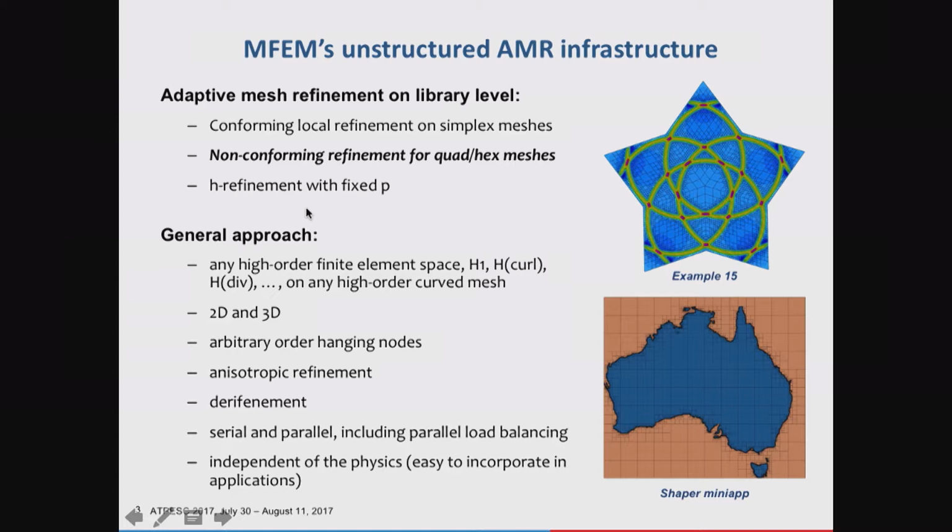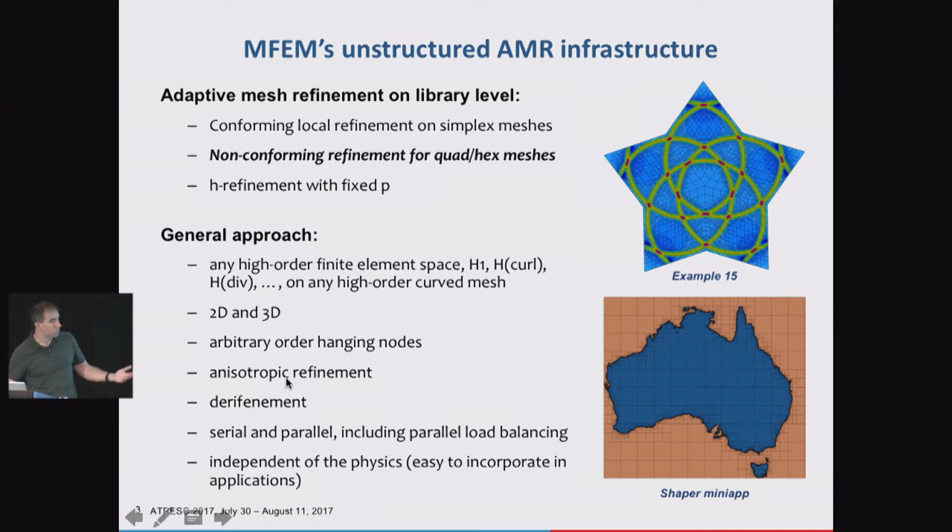Okay, for the purposes of this talk, the methods we have in MFEM are h-refinement with fixed p. If you're familiar with hp refinement, you know what that means. So we're not doing full hp. We're fixing the polynomial order and just refining the mesh. With that though, everything else is pretty general. We support any order mesh, any order space, the whole de Rham complex that I talked about earlier. In 2D and 3D, the order of the hanging nodes, so how many times you refine on one end, is arbitrary. There's no restriction that we've only refined once.